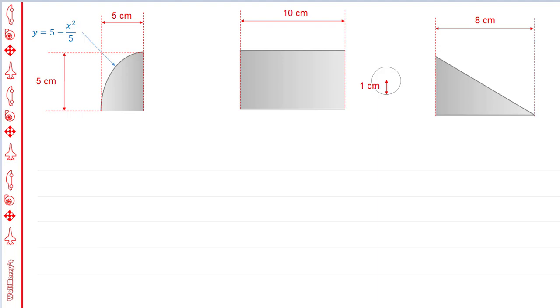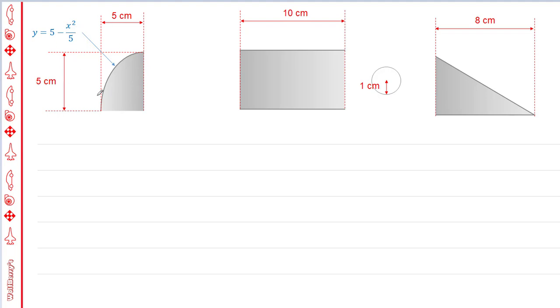So the first thing we're going to do is find the center of gravity of this component, and I've started by dividing it into four shapes. We have this curve here, which is described by this function. We have a rectangle, a circle, and a triangle.